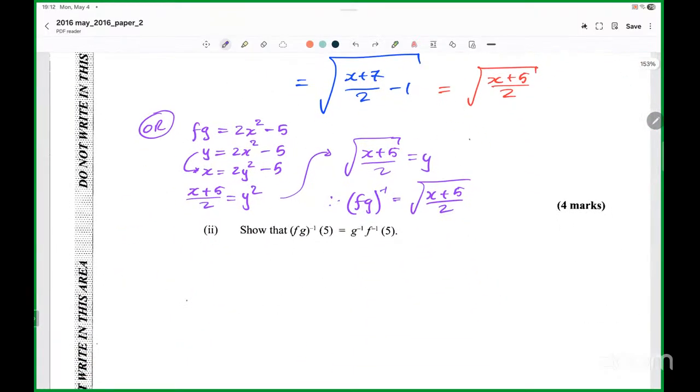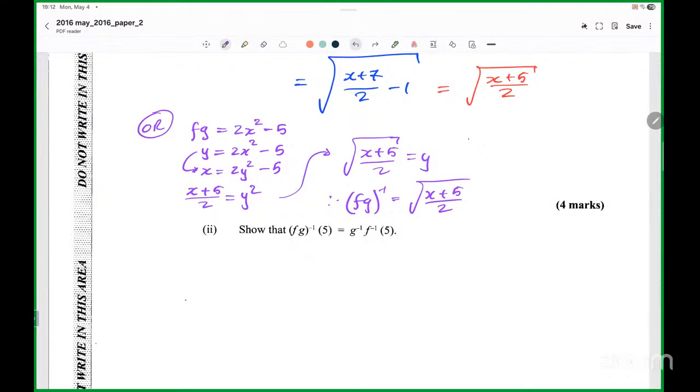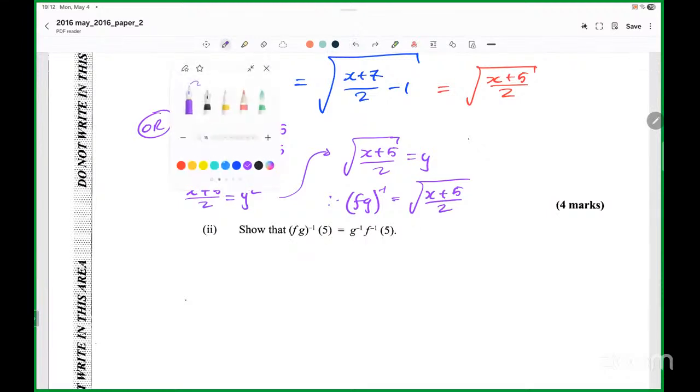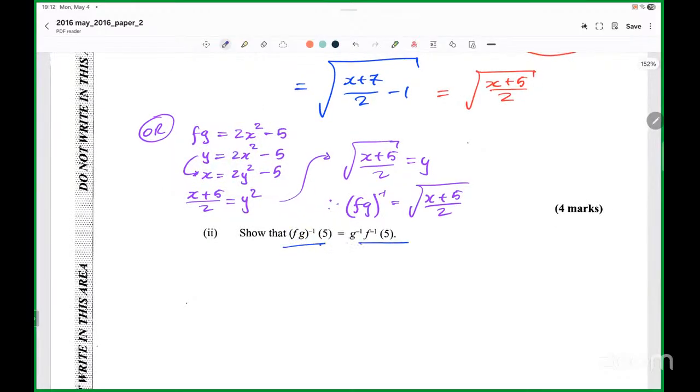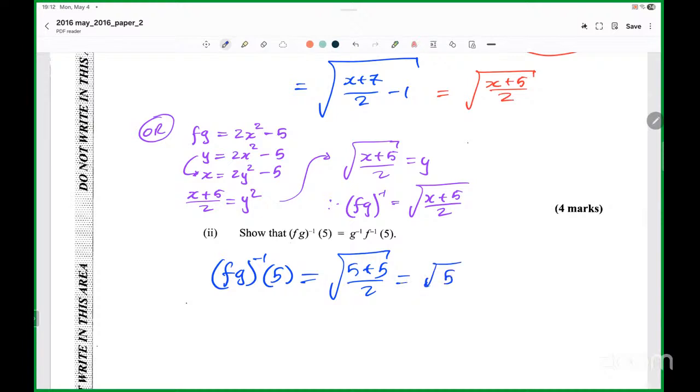Alright, next part down is now show that this equals that. Show that that equals that. So we'll plug in the 5 on both parts. So work out this and work out this and show the two of them are the same. That's what they want us to do. Let's see here now. fg to the minus 1 of 5 means that we're putting 5 in this. So it becomes the square root of 5 plus 5 over 2. Becomes the square root of 10 over 2, which is the square root of 5, as 10 over 2 is 5, right? Square root of 5.